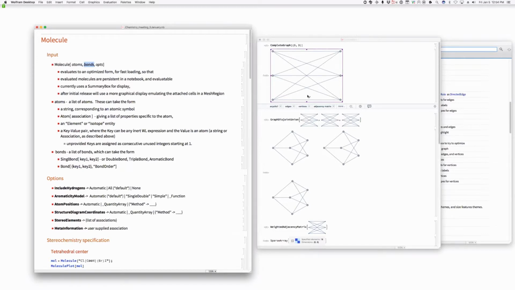Yeah. We want it to go both ways. So we want it to be the case that graph of a molecule gives you a graph that you can then manipulate. And then if you want to get that back into a molecule again at the end, it should be as faithful as it can be, I think.